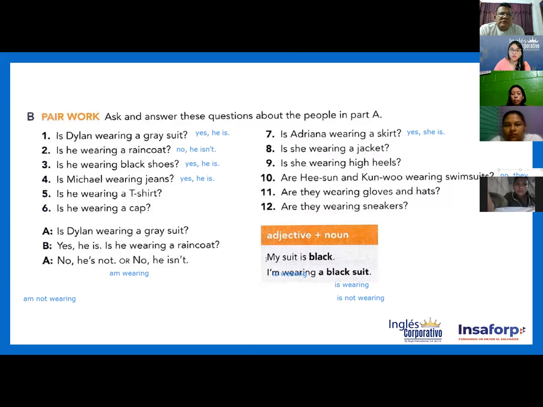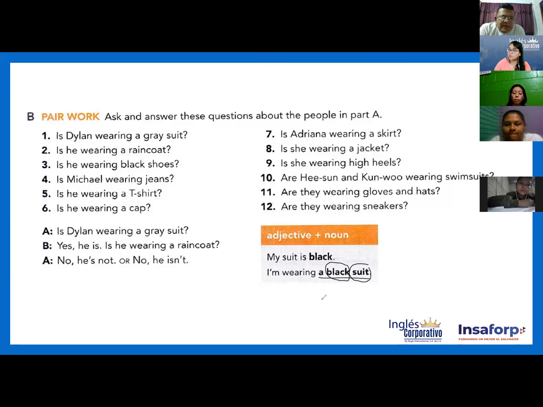Okay, tenemos an additional information. Lo que ya vimos, right? My suit is black. See, my suit is black. I am wearing a black suit, right? Seguimos viendo de respetar el lugar de los colors. Okay, no sé si hay dudas o questions about the topics that we have been studying, guys. Questions? Okay, here is the time for you to, if you have doubts, you can send them. No?